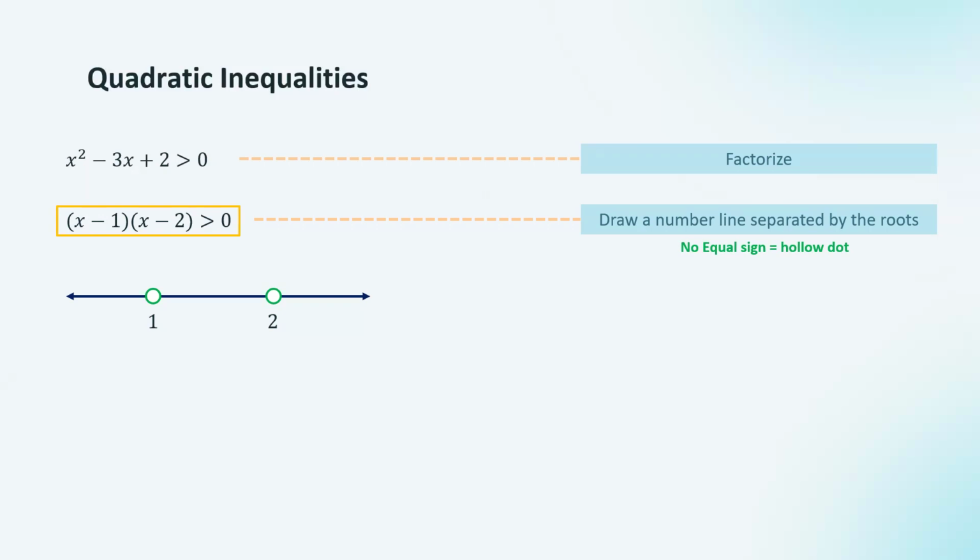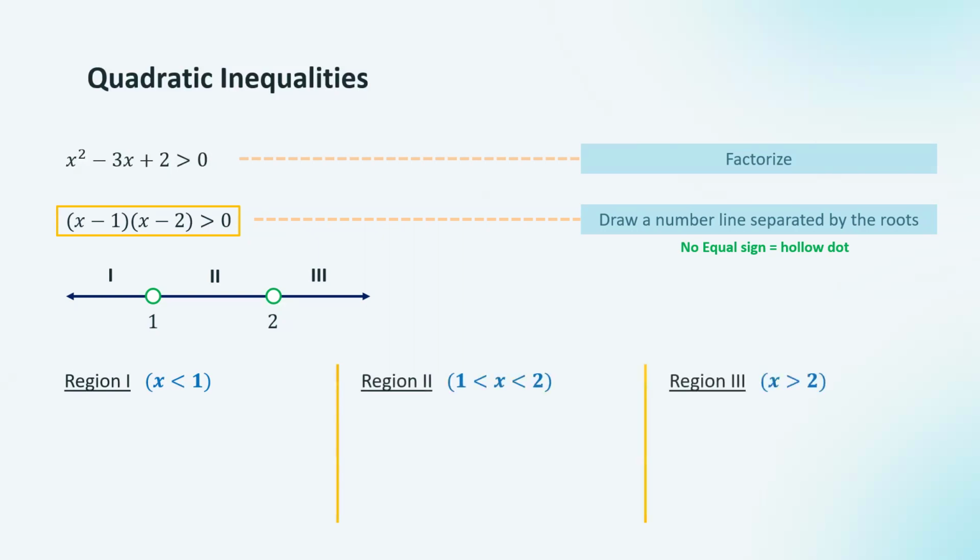After we draw the number line, we shall divide the number line into 3 regions. So the first region is when x is less than 1. Second region, x is between 1 and 2. Third region, when x is greater than 2. After this, we can try to test the regions.